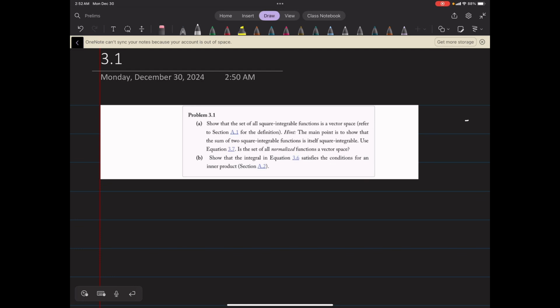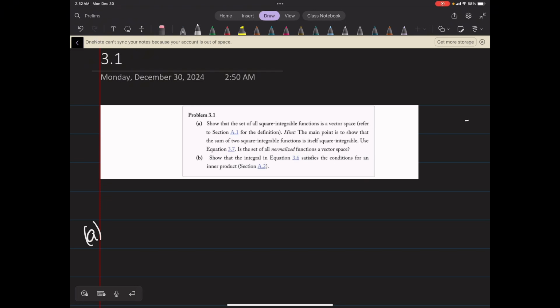Now let's get into actually solving this problem. It says, show that the set of all square integrable functions is a vector space. The main point is to show that the sum of two square integrable functions is itself square integrable. Use equation 3.7. Is the set of all normalized vector functions a vector space?